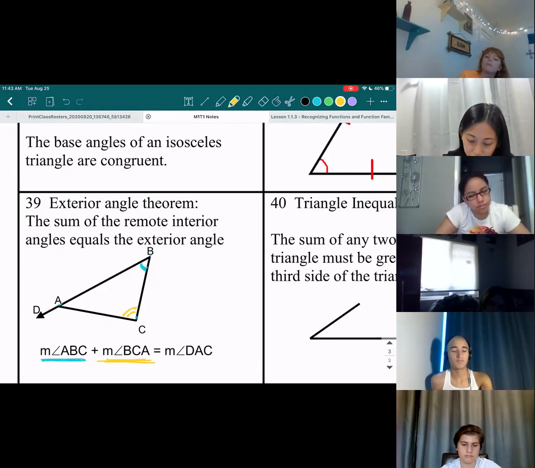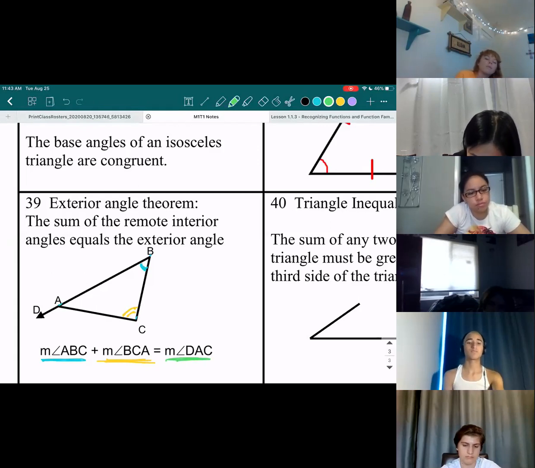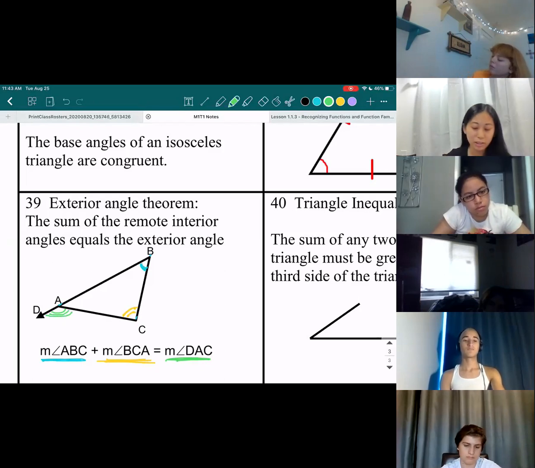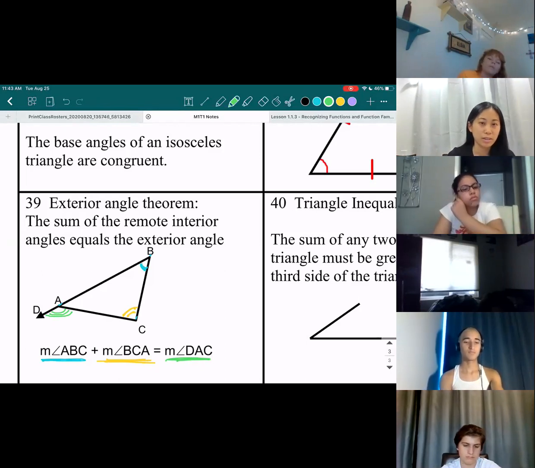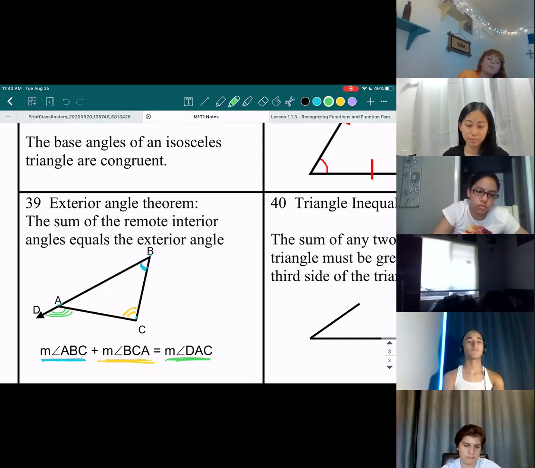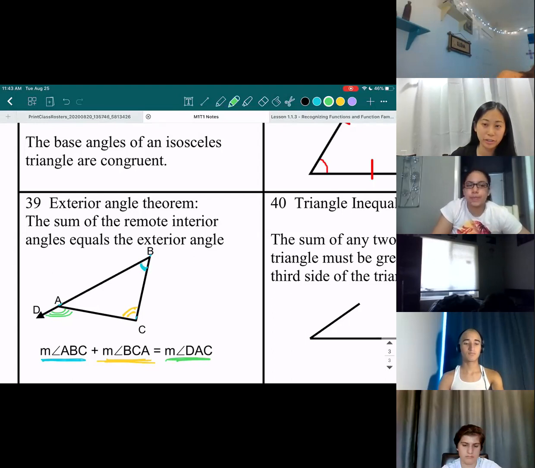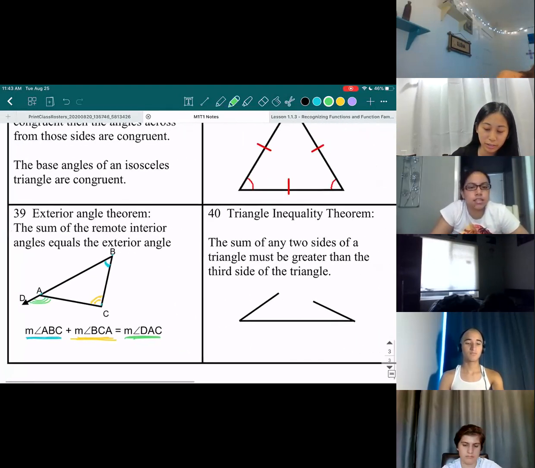If you add them together, I picked blue and yellow so I could use green for this one, you'll get the measure of angle DAC. So blue plus yellow equals green. Those two remote interior angles, when you add them together, give you the exterior angle. Do you guys have questions on that? Okay, let's go on. Make sure you do interrupt me if you have questions.